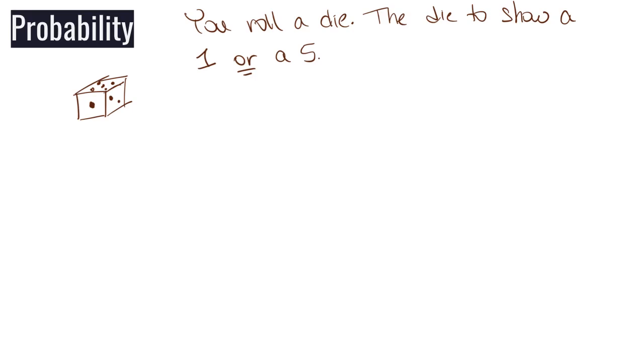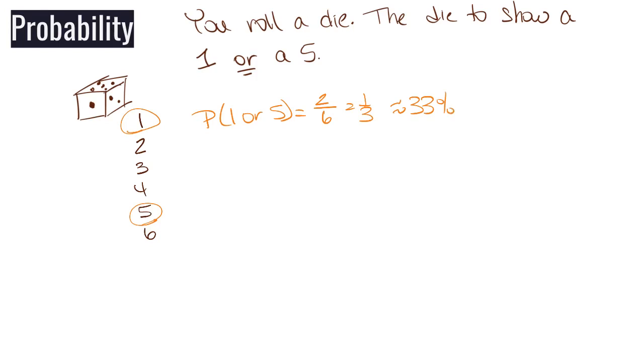So if we think of our number cube or our die, what are the possibilities? You could roll a 1, you could roll a 2 or a 3 or a 4 or a 5 or a 6. And then in our problem, we want to know about rolling either a 1 or a 5. So if we want to know the probability of a 1 or a 5, we can actually add it up this way. How many circles we got? We got 2 out of a total of 6. If we reduce that, it's 1/3, which is going to be approximately 33%.